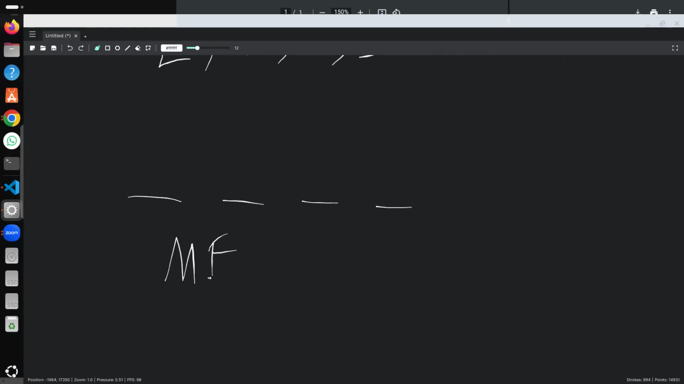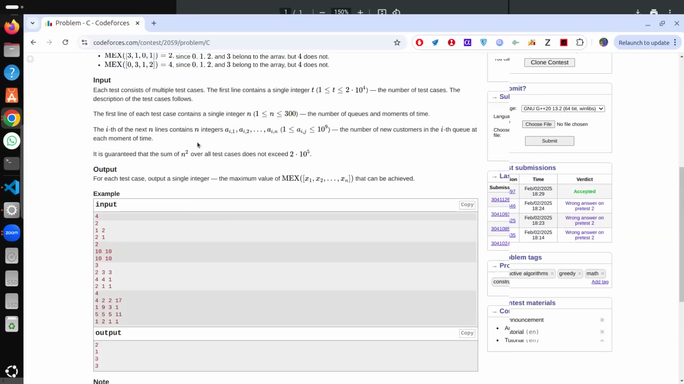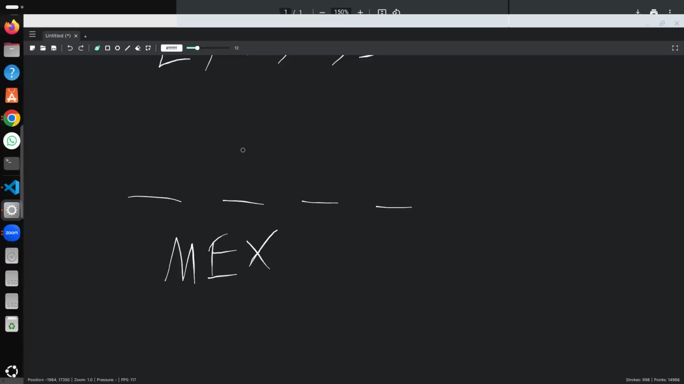Max is basically the first non-negative integer which is not in the array. I think you already know that. For example, the max of 2, 1 is 0 because 0 is not there in the array. Max of 3, 1, 0, 1 is 2 because 0 and 1 are in the array but 2 is not. And max of 0, 3, 1, 2 is 4 because 0, 1, 2 and 3 are in the array but 4 is not. So we have to maximize the max.